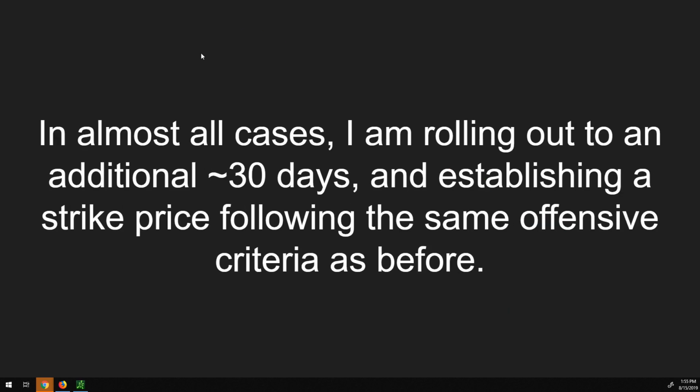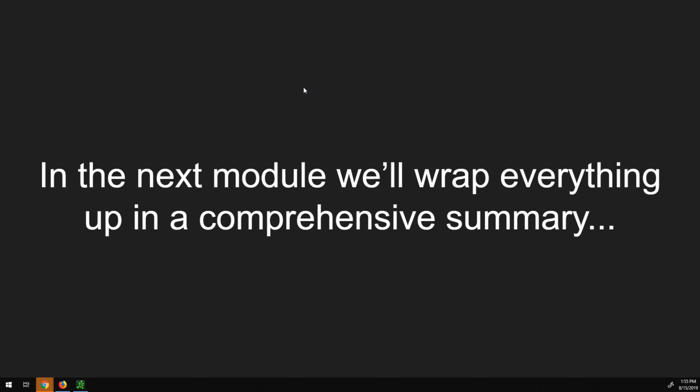So in just about every case, I'm rolling out to an additional 30 days or so and establishing a strike price following the same offensive criteria as before, just like if I was entering a brand new trade. Same thing. Okay, that concludes risk management.